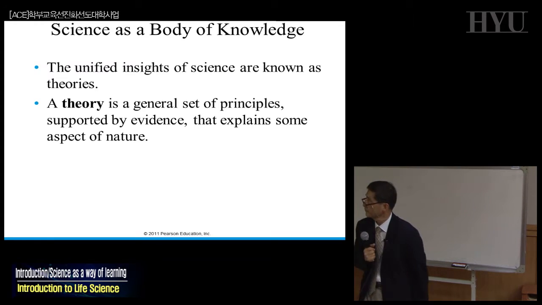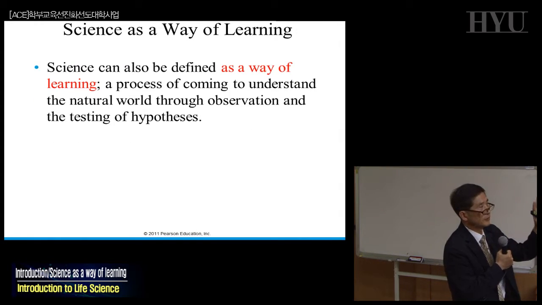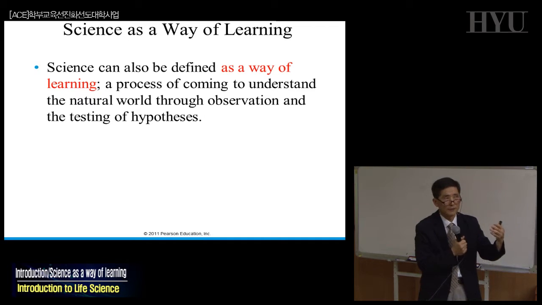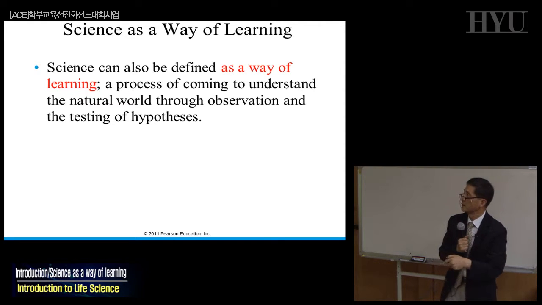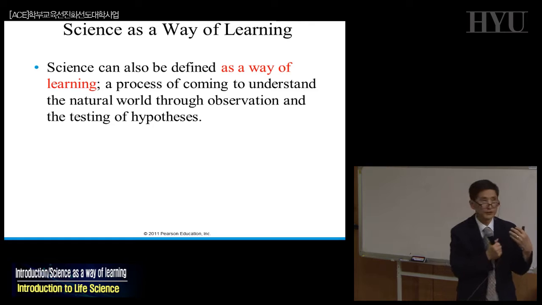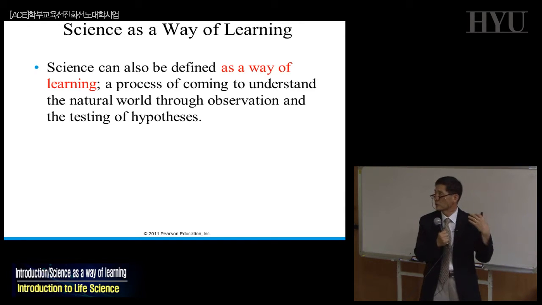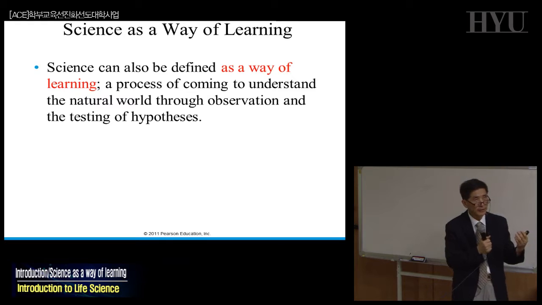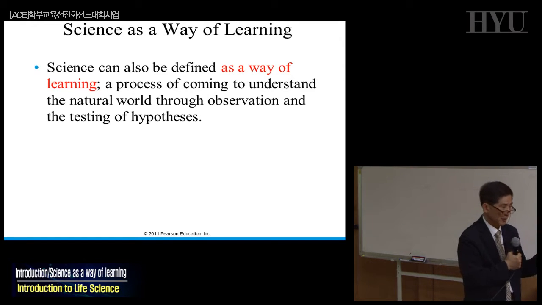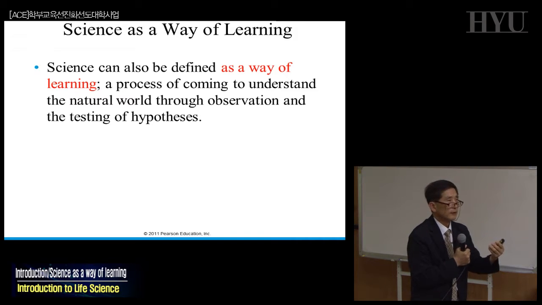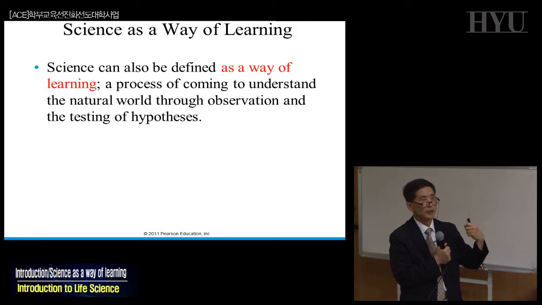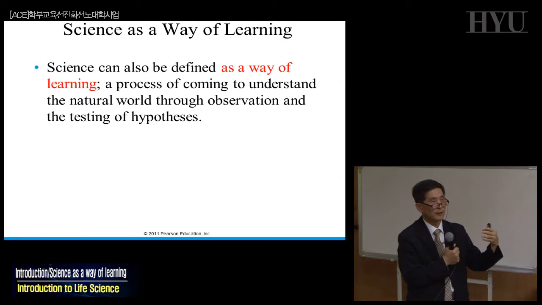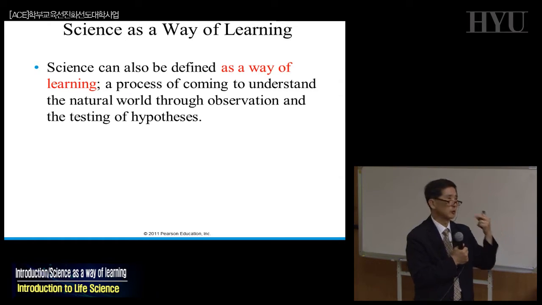The second definition of science in this book is that it's a way of learning. Science can also be defined as a way of learning, a process of coming to understand the natural world through observation and testing of hypotheses. So we say that's very scientific, 그건 과학적이야. 우리가 얘기하는 거는 믿어도 돼라는 의미로 얘기가 될 수 있어요. 그렇죠? 그러니까 뭔가를 배울 때 이게 과연 과학적인가 하고 물어볼 수 있는 거죠.